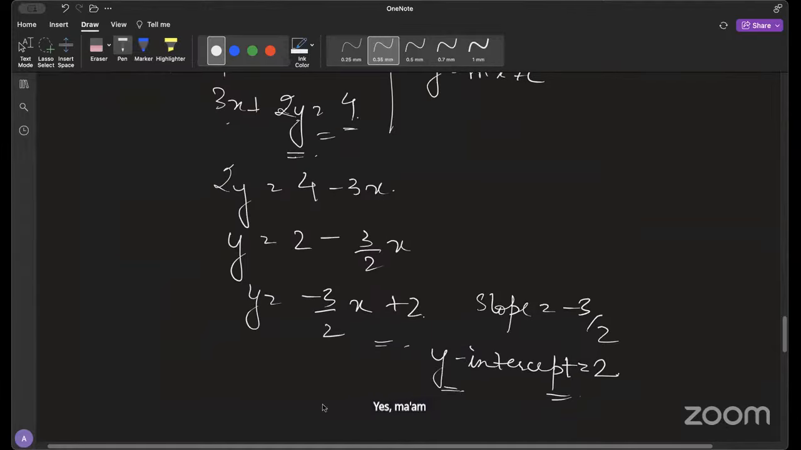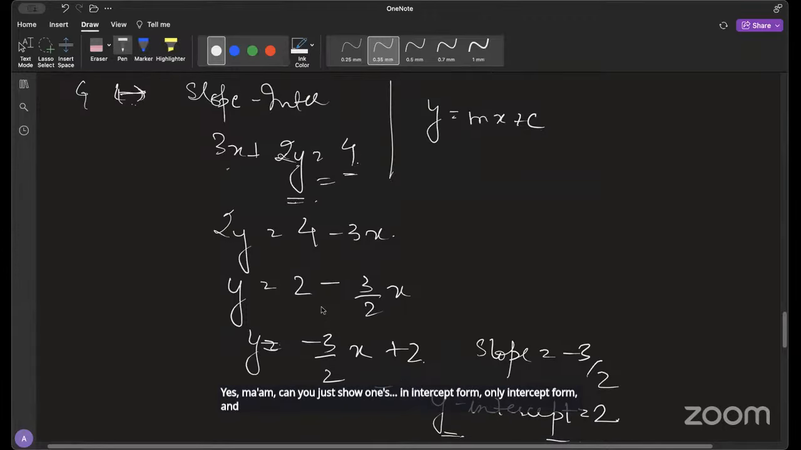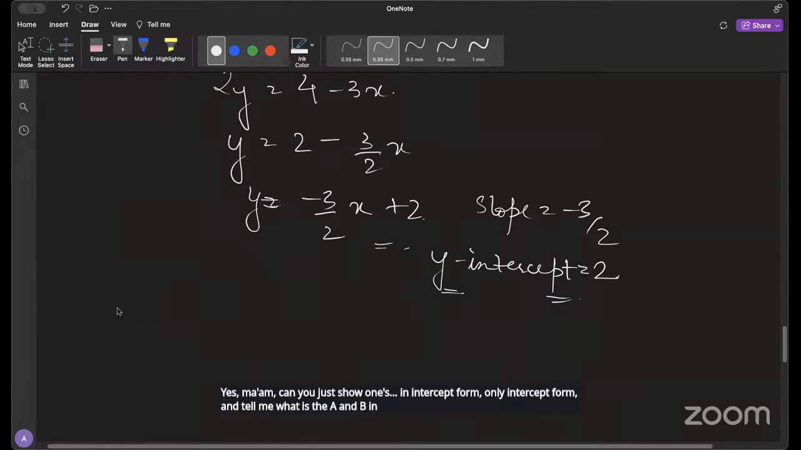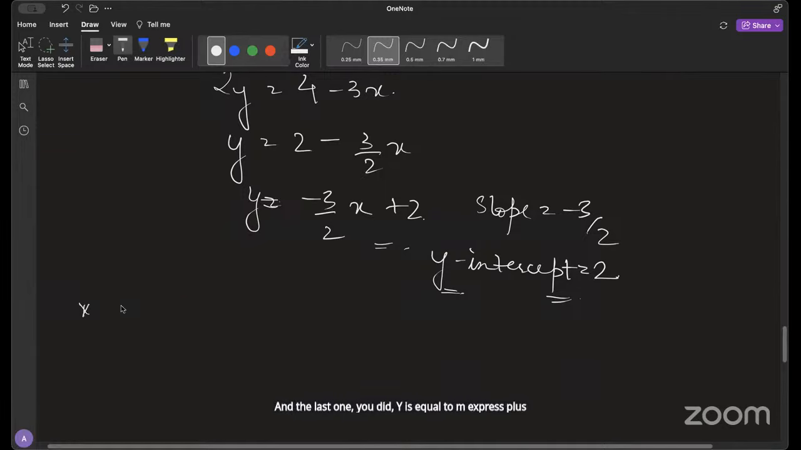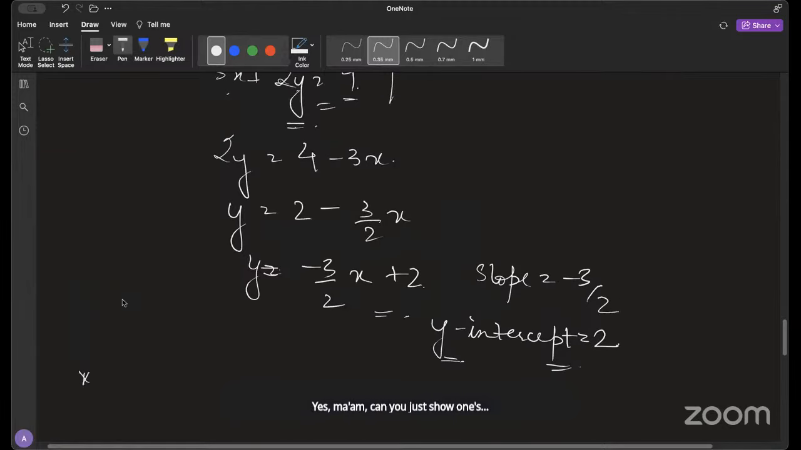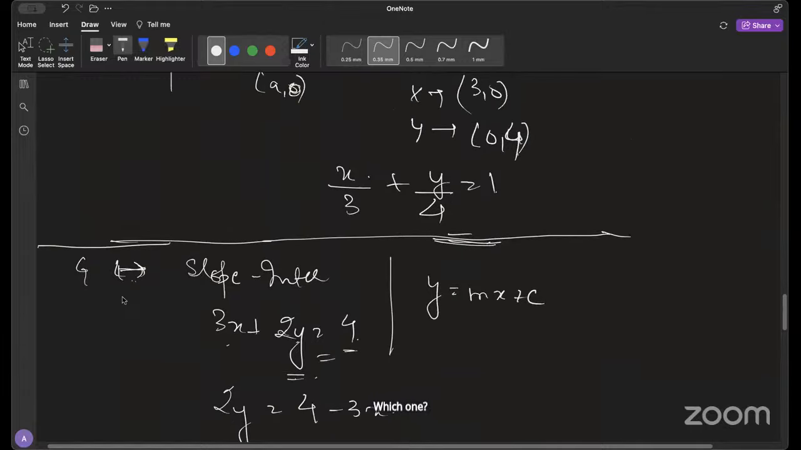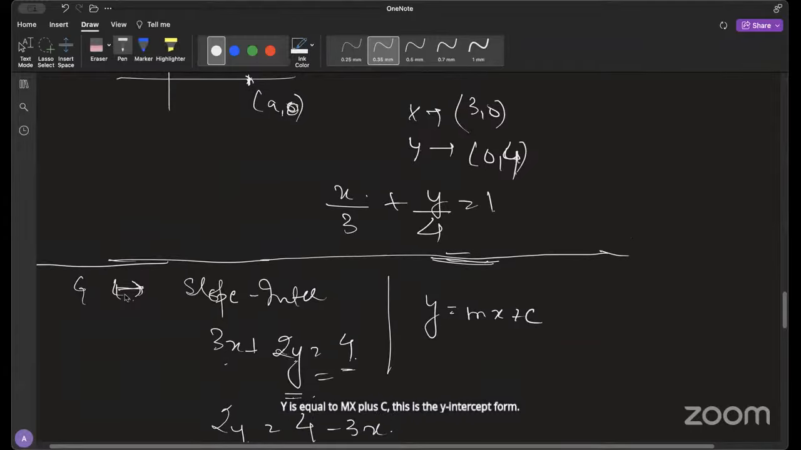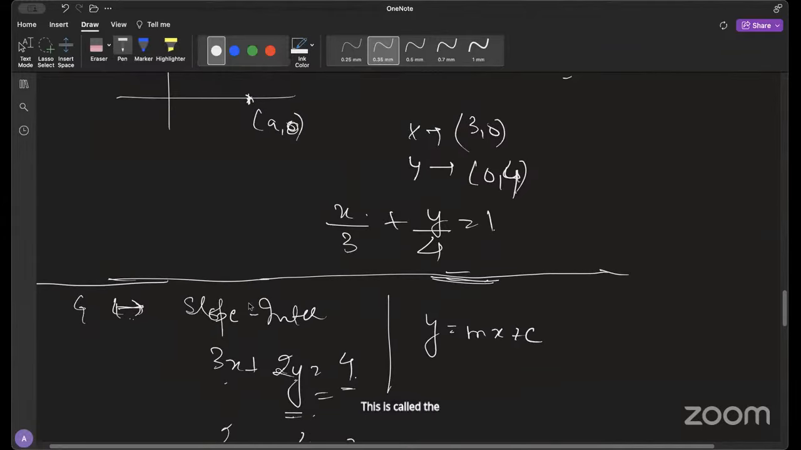Yes, ma'am. Can you just show once in intercept form, only intercept form, and tell me what the a and b are in there? I got it incorrect. And the last one you did, y = mx + c, this is the y-intercept form, right? Which one? y = mx + c. This is called the slope-intercept form.